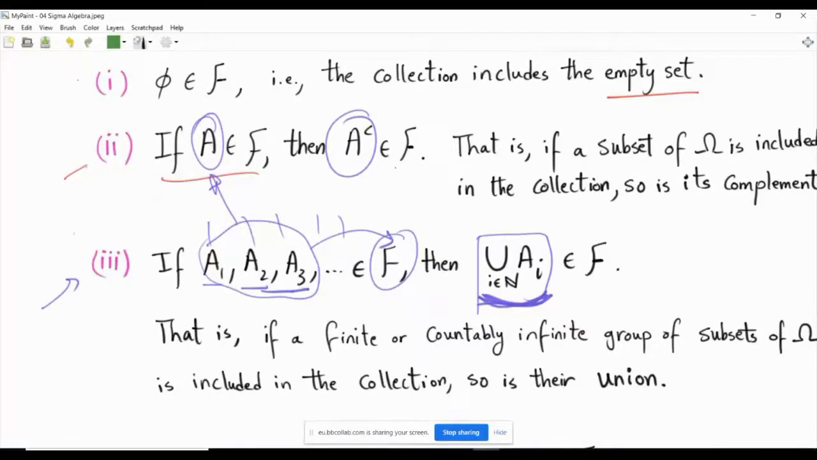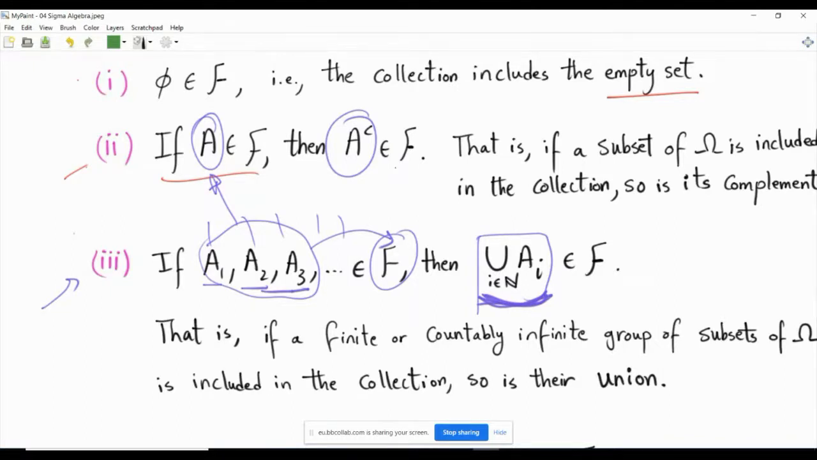And as we tell the story, you will understand why we insist on these properties. These properties did not emerge in a vacuum. They are important when we deal with probabilities.